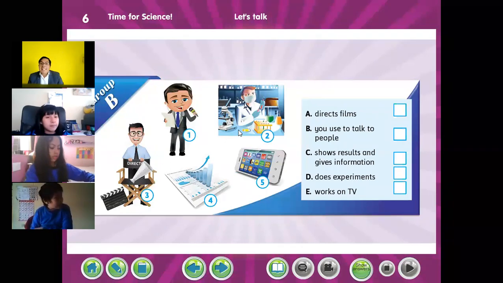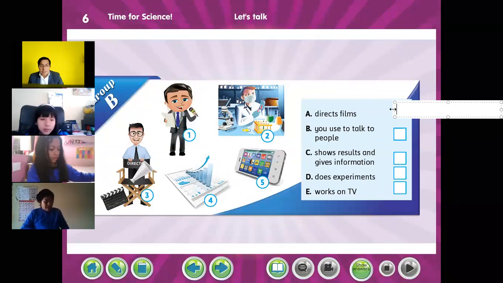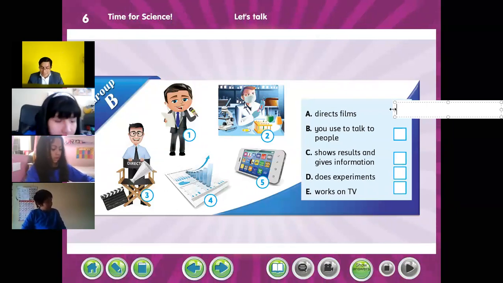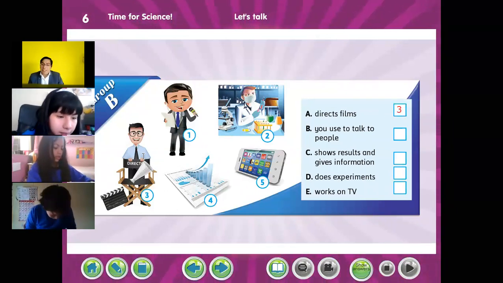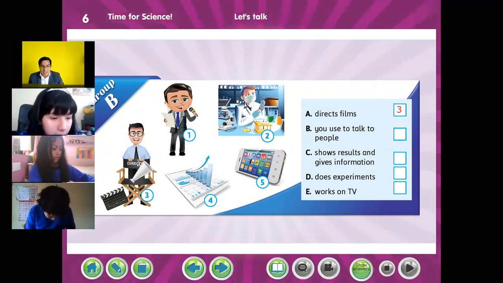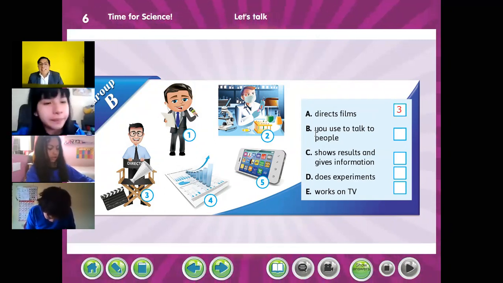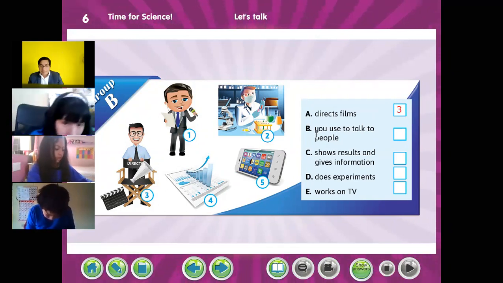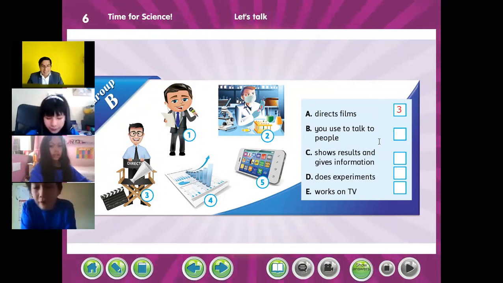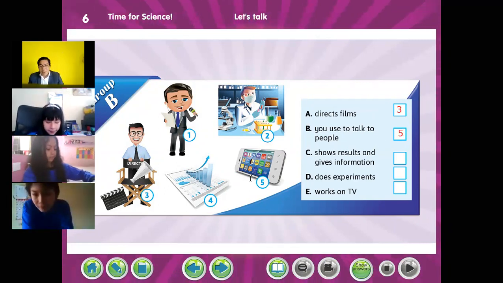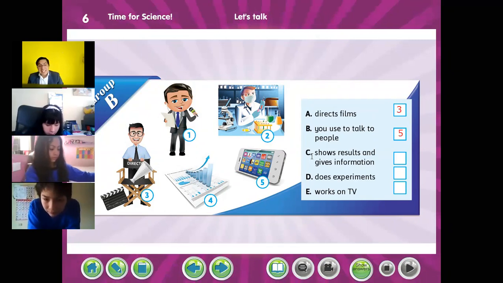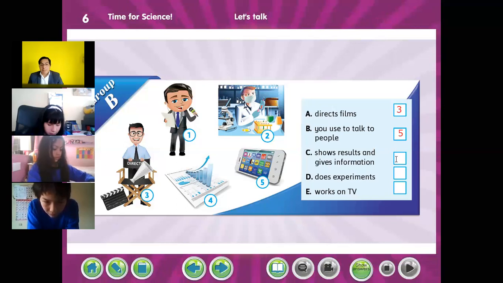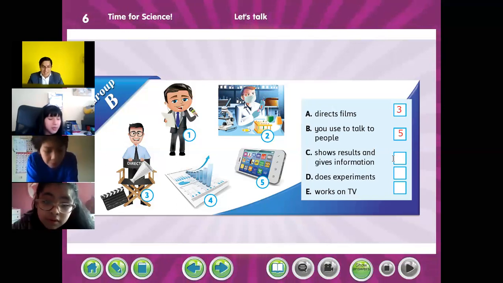Tell me, this is the person who directs films. Who is it? Number 3. The director, good. This is something you use to talk to people. Number 5. The telephone, the mobile. Good. This is something that shows results and gives information. Number 4.